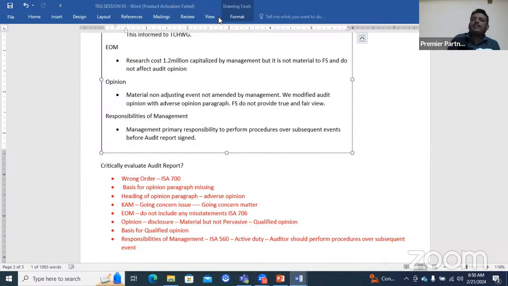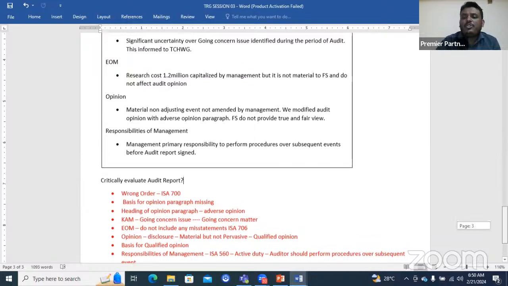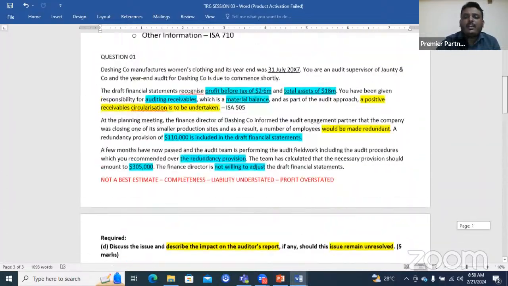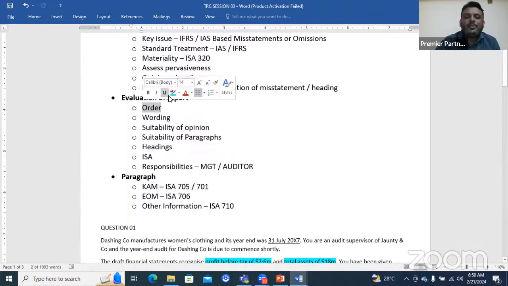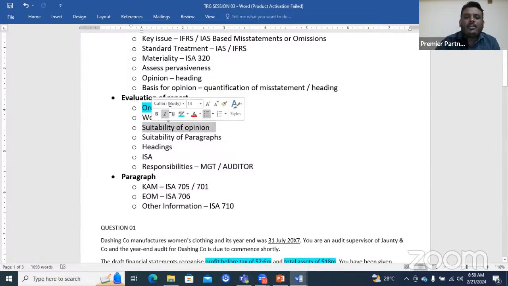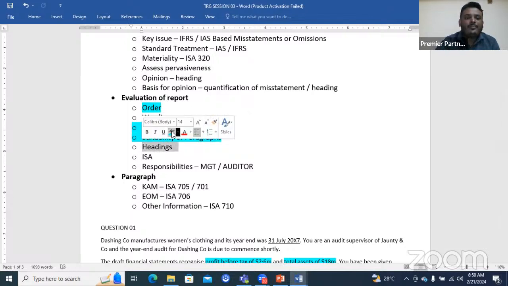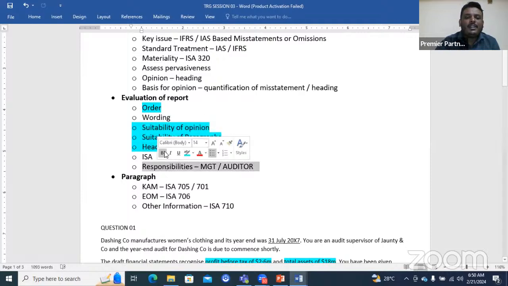Therefore, it's a material misstatement. That is correct, but not pervasive. Therefore, this opinion is wrong. Students, critical evaluation. Now, wait, I'll show you the answer structure first. Order, wording. So in my problem, I include order. I include suitability of opinion. I include suitability of paragraphs. I include headings. I include responsibilities. Also, I include ISA 560.